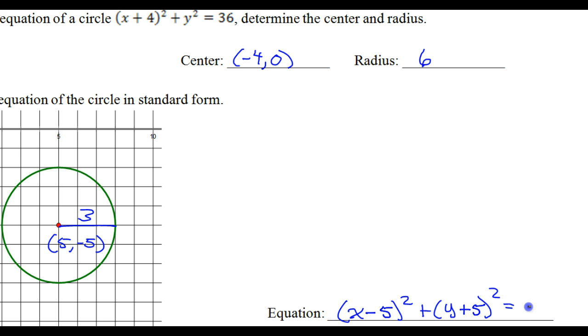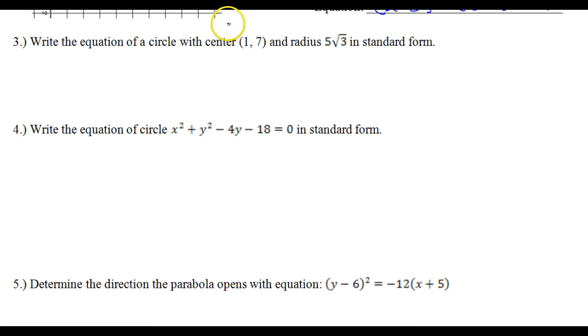Now in this position goes the radius squared. Well, the radius is 3, so that's why I'm going to put 9. Alright, let's move on to number 3. Write the equation of the circle with this center and this radius. Whoa, be careful. The equation is going to be x minus 1 squared plus y minus 7 squared.